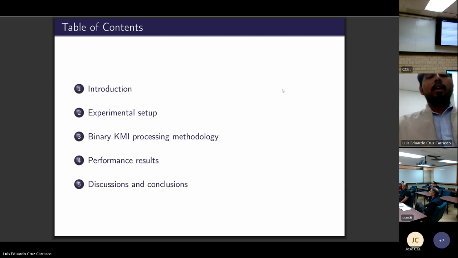This presentation is organized as follows. At first, a brief introduction about the problem that we are looking to solve with our methodology. Then the experimental setup that we implemented to prove our method. Next, a detailed description of the methodology proposed and some results of the implementation. Finally, some discussion of the results and concluding remarks.